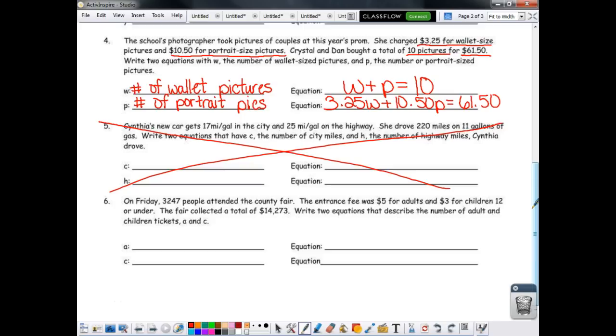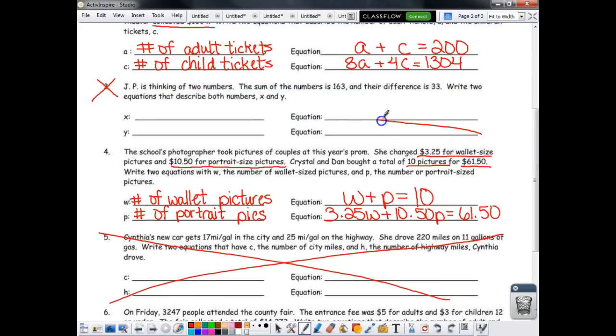No, we skipped 3 and 5. Don't do 3 and 5. Don't worry about 3 or 5. Okay, so go ahead and work on that.